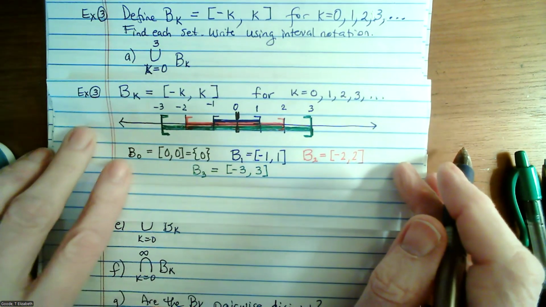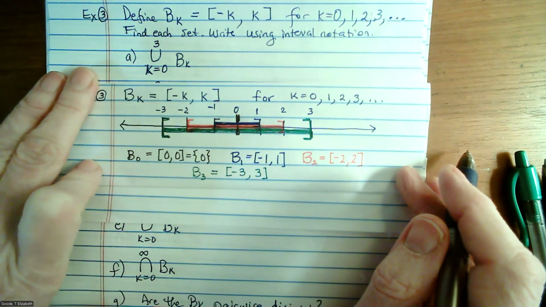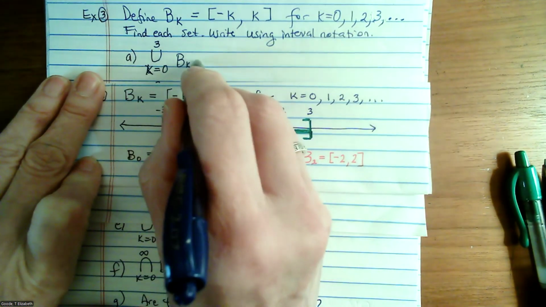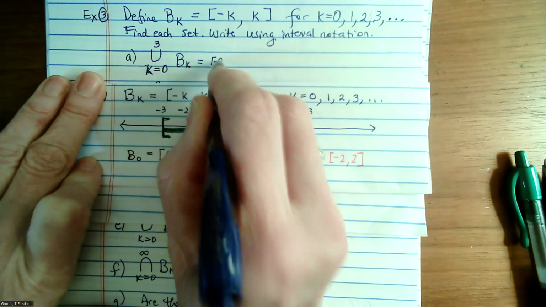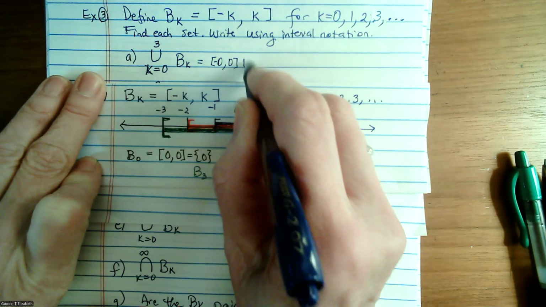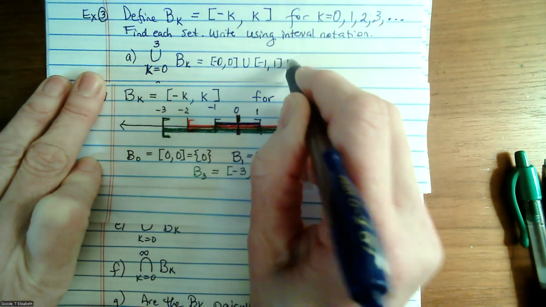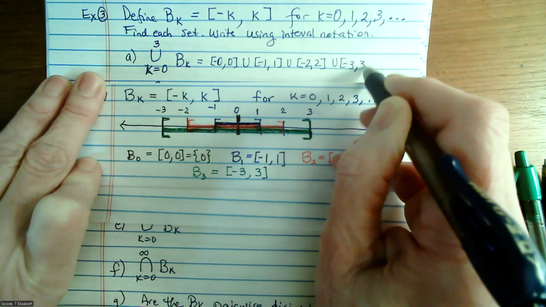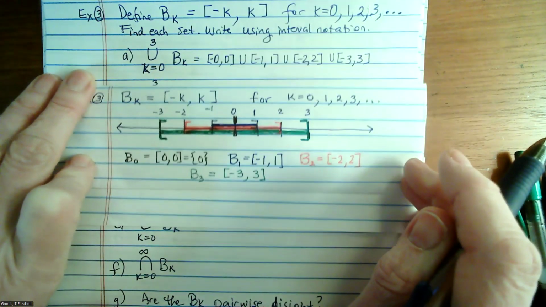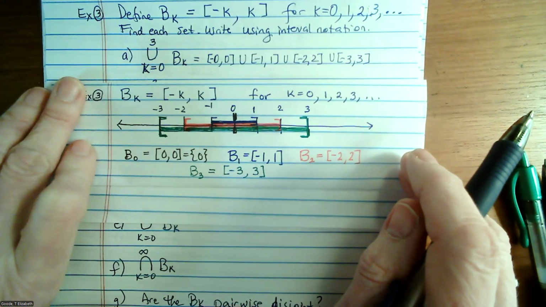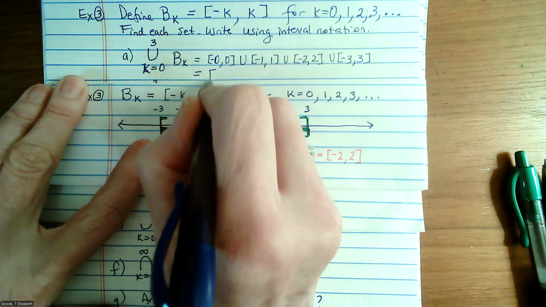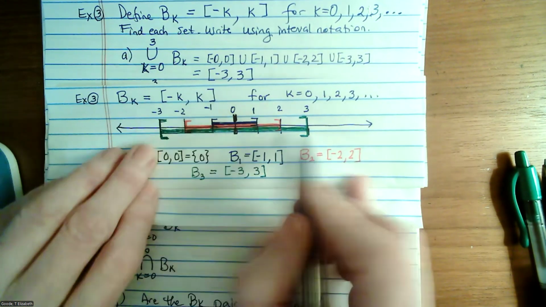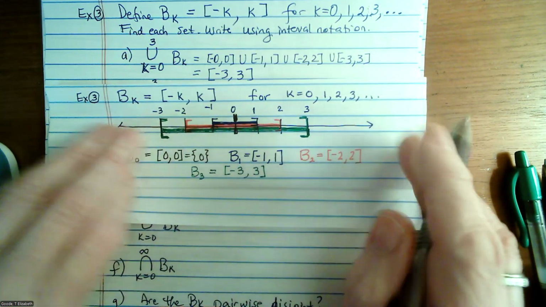So with that in mind, what is the union from K equals 0 to 3 of the B sub K? Well, it's negative 0 to 0, which is just going to be 0, union negative 1 to 1, union negative 2 to 2, union negative 3 to 3, where we're including the endpoints in all of those. So what is that union, folks? Negative 3 to 3. Yeah, negative 3, including the endpoints, obviously, to 3, right? I mean, this green set includes all the other ones. So the union is this biggest one.